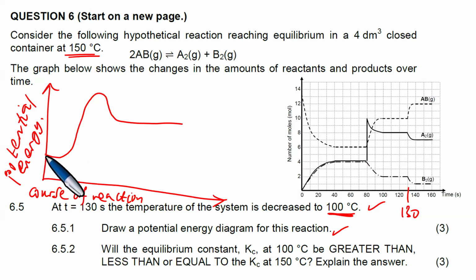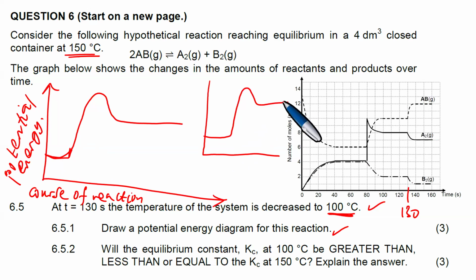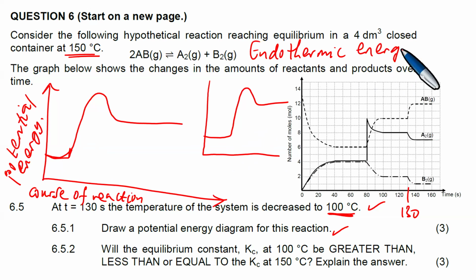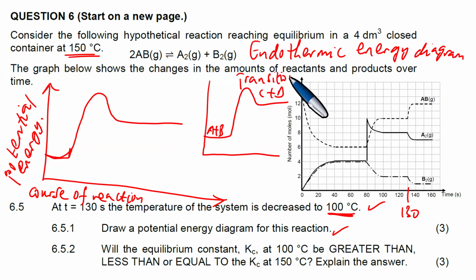So I was looking at this potential energy diagram. This is enough to draw in the exam, but there's more that you can do from grade 11. So this is the endothermic energy diagram. If you have A plus B, C plus D, and then here we have what you call the transition step. Okay, you know that, the transition step.